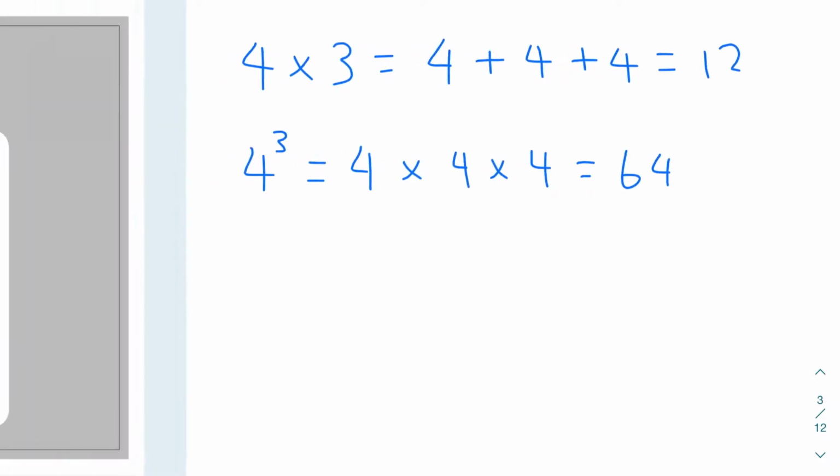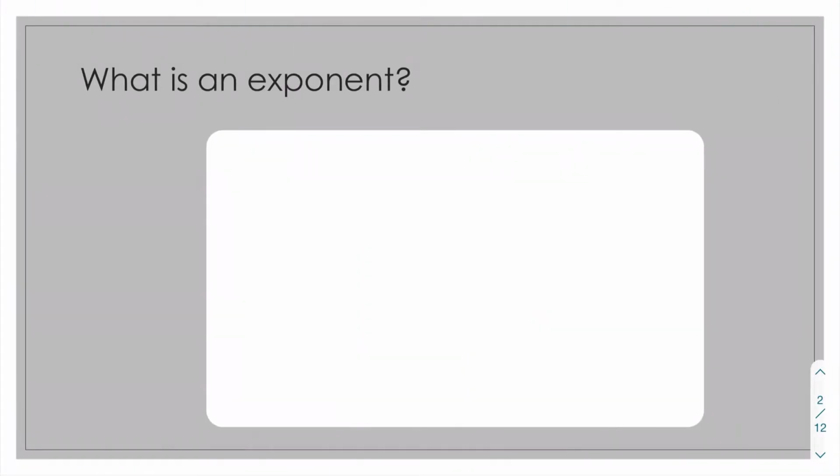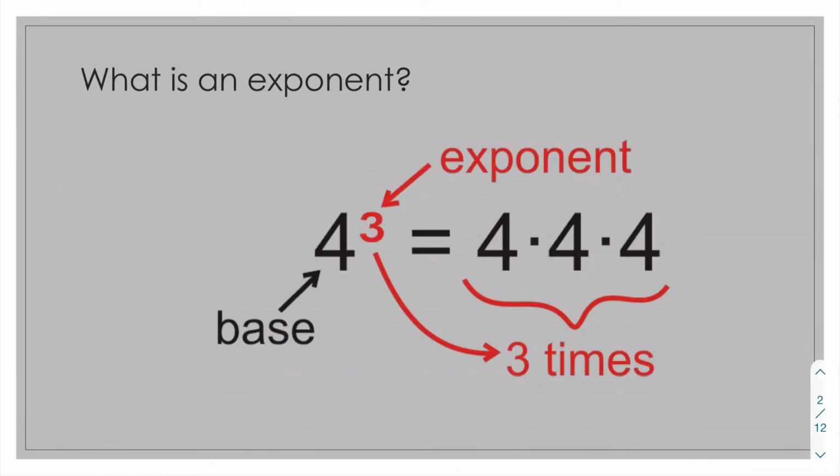So let's go back to the slide. What do we call the big number and the little number in the expression? The big number is the base, which is right here. The base is the number that will be multiplied by itself some number of times according to the exponent. And therefore, this little number is called the exponent, and it determines how many times the base will be multiplied by itself. So in this case, we have 4 as the base.